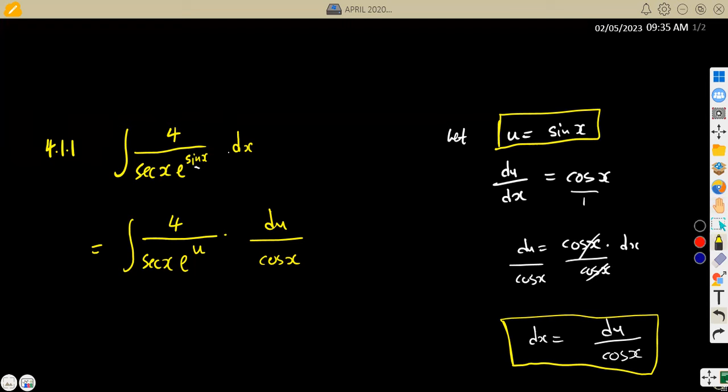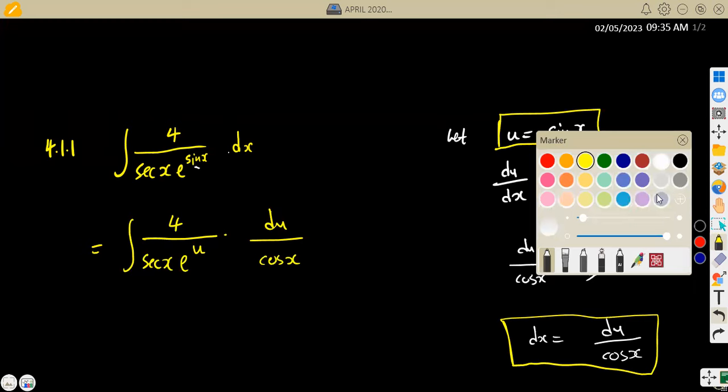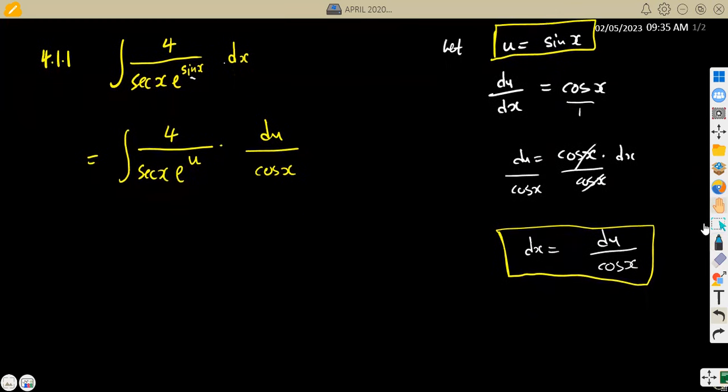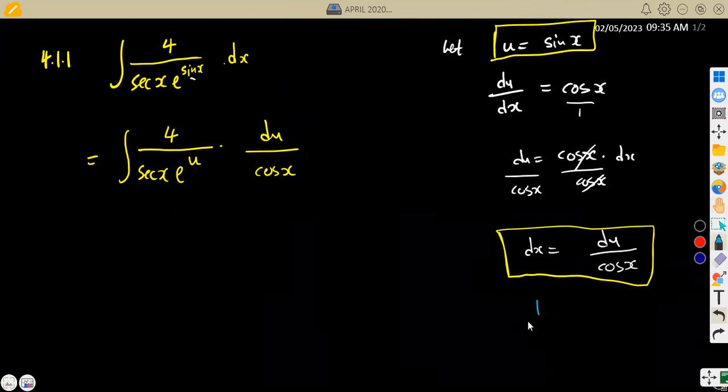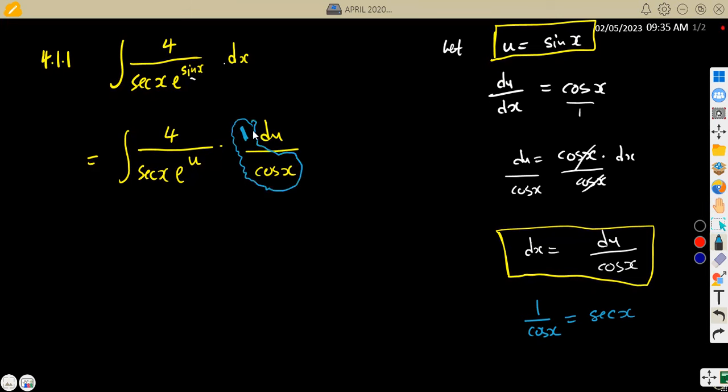Because we know that there is a relationship between cos and sec. This is the relationship here. We know that 1 over the cos of x is equivalent to sec x. So if we are given du over cos x, that is the same thing as 1 over the cos of x, which can be written as 1 over cos x, which is going to give us sec x.